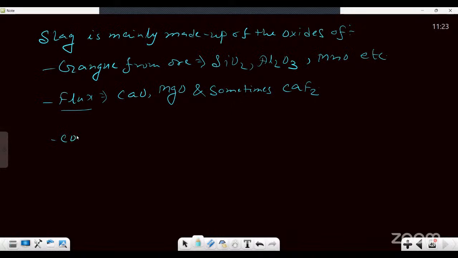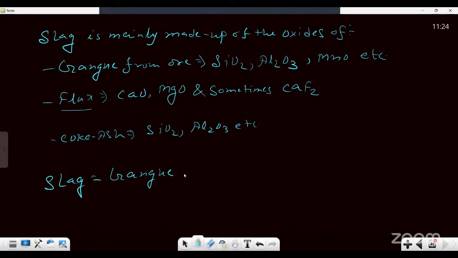Coke ash is there. Just now we discussed the ash of coke. So in the coke ash, mainly you will get SiO2 and Al2O3. Other things can also be there. So slag means, in one word, slag is nothing but gangue plus flux plus coke ash plus some reaction products.